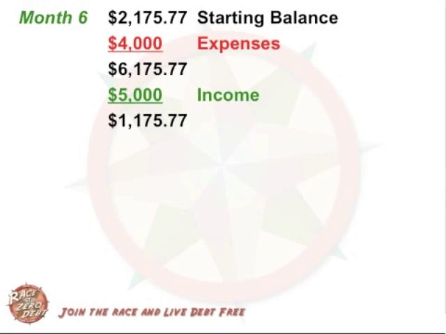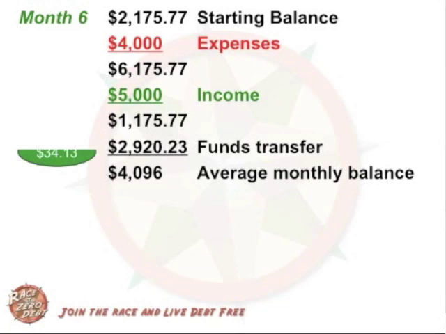Our new balance is $1,175.77. The software is tracking what is coming in and what is going out. If we deposit another paycheck, the bank will be using our money instead of using their money. We don't want that, so the software prompts us to do another funds transfer. And this time it's going to be in the amount of $2,920.23. All right? We now have a new balance of $4,096.